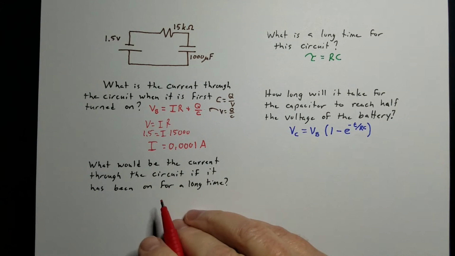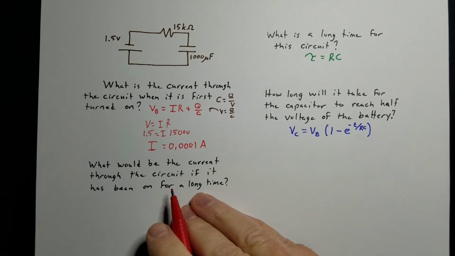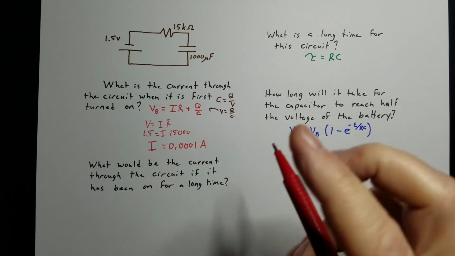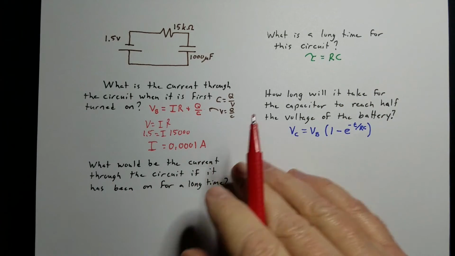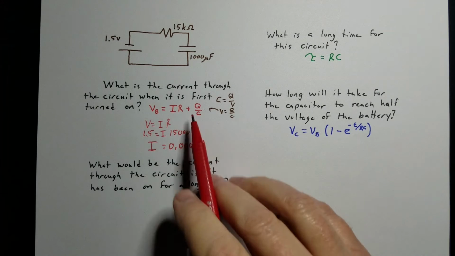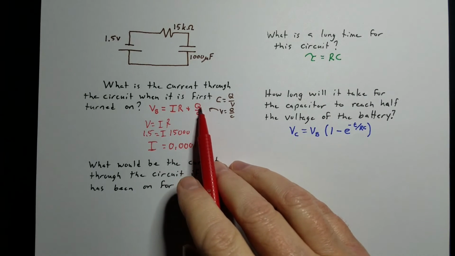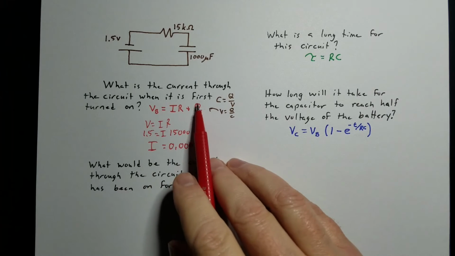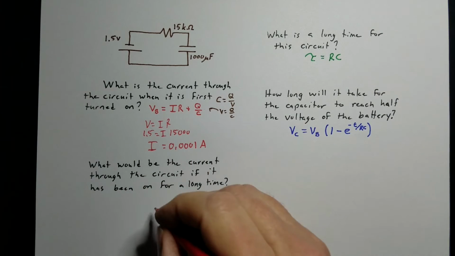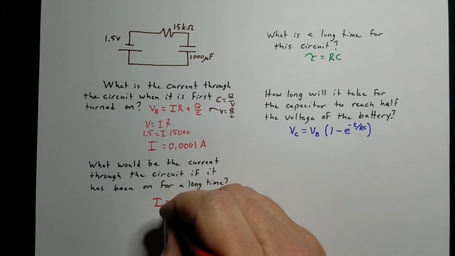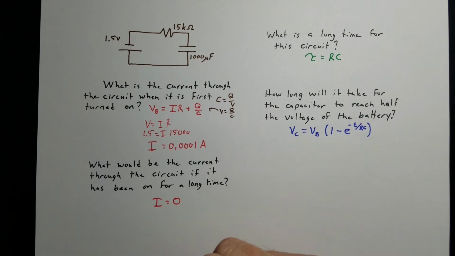What about if the circuit is on for a long time? Well, we use the phrasing "long time." That means that the capacitor is completely charged by then. So if the capacitor is completely charged, then all that voltage is in the capacitor, so there's no current. So when it's completely charged, the current is 0. No amps flowing through that circuit.